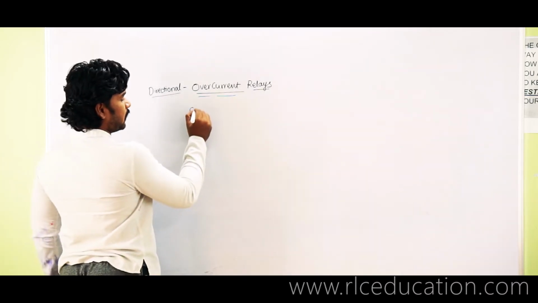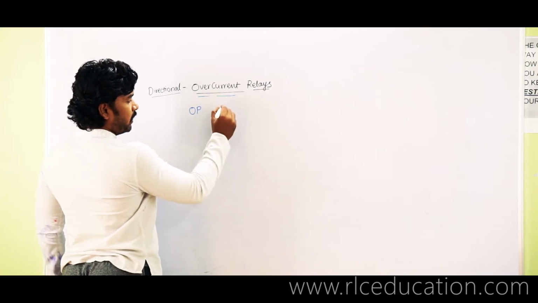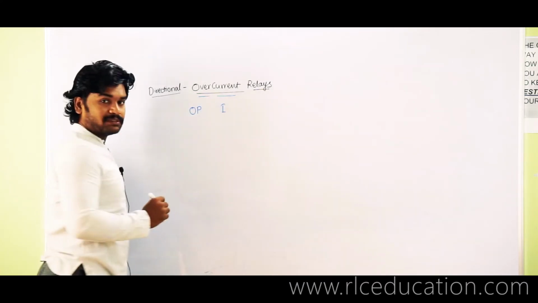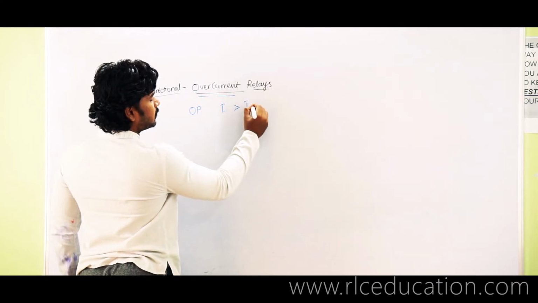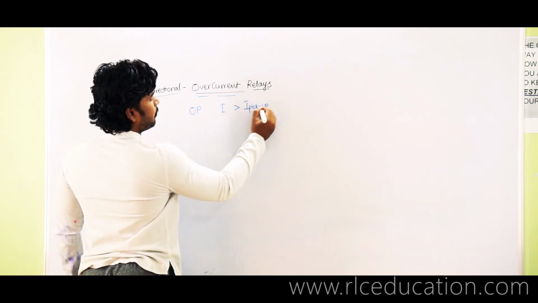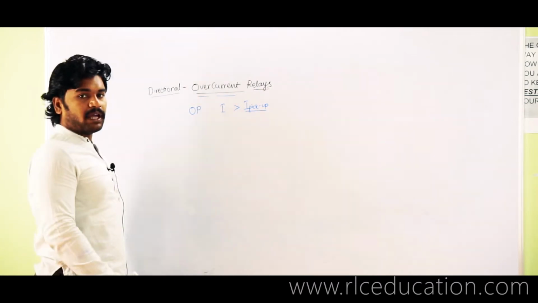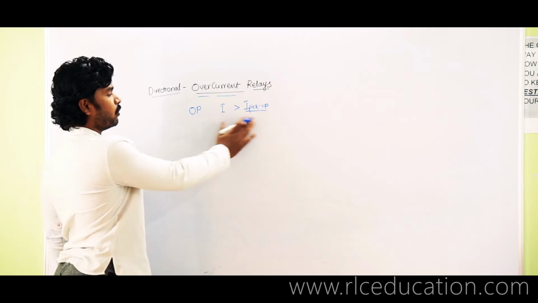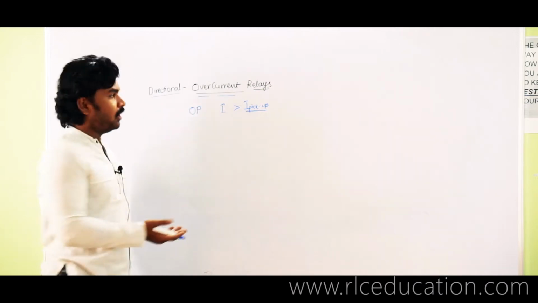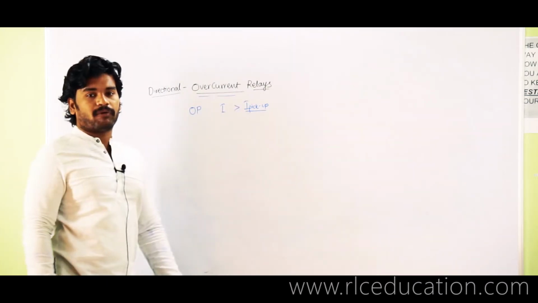An overcurrent relay is a relay which will operate if the current value as measured by the relay exceeds a specified value called the pickup current. What is the pickup current? Pickup current is the minimum value above which the relay will start operating, isn't it? If the current is more than the pickup value, then the relay will operate. So that is basically the concept of an overcurrent relay.